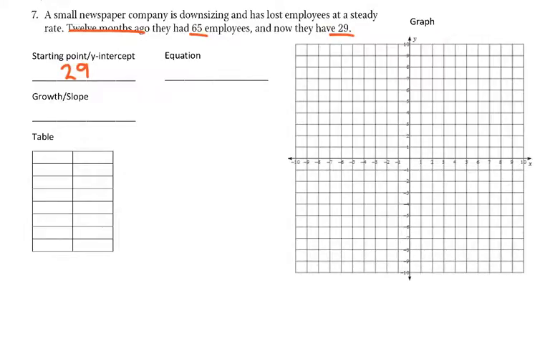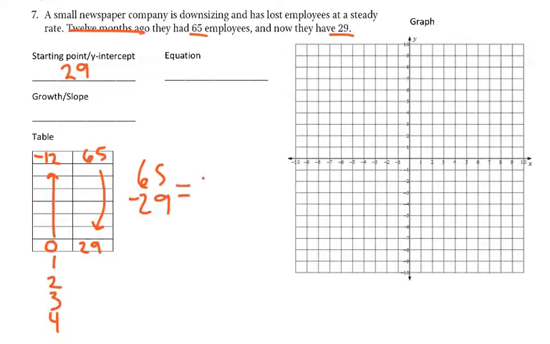And the way to think about that is like this. Okay? So if we start at 0, we have 29. And we've got to make our way back to negative 12 months. Okay? So that was at 65. So in 12 months, how many have they lost each time? Okay. Well, in 12 months, if we go 65 minus 29, we'd end up with 36. So in 12 months, they've lost 36 people.